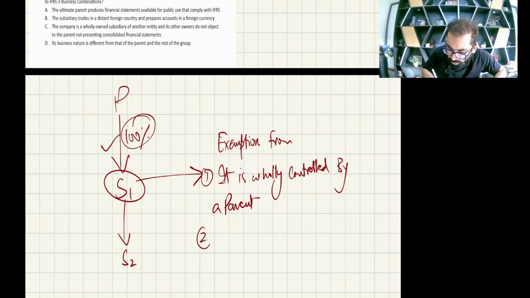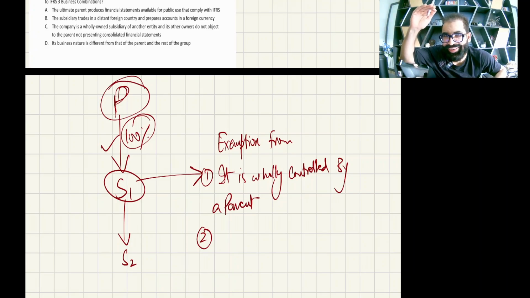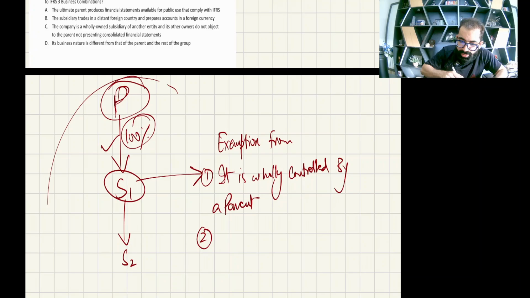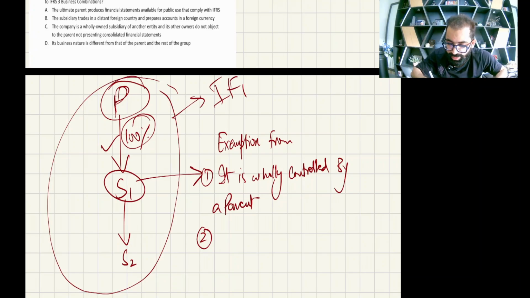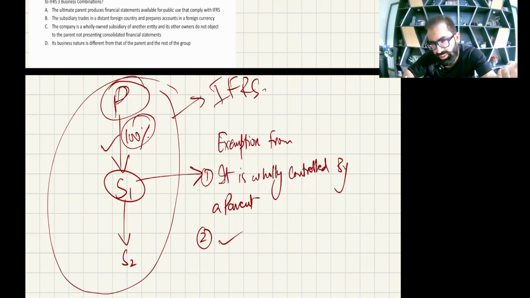And number two, this ultimate parent, the main granddad, the main parent company, is preparing consolidated accounts for the whole group using IFRS. If you meet these two primary conditions, then this middleman will be exempt from the consolidation. And yes, one more condition: this middleman must be an unlisted company and not in the process of listing. You have done this in your book as well, and in my lectures it is also covered. Hope you remember it. So let's pick it up.